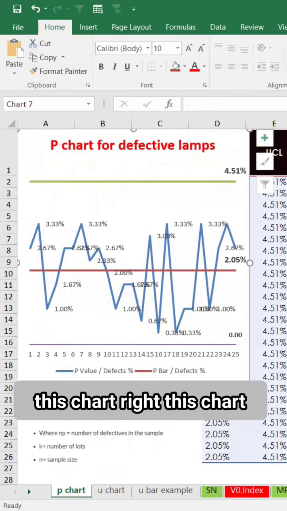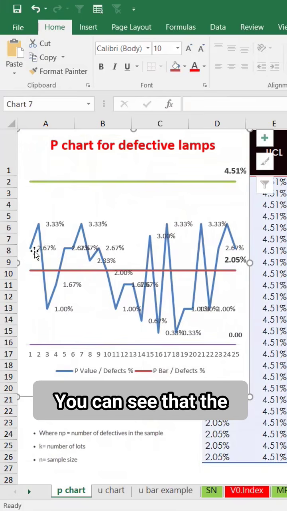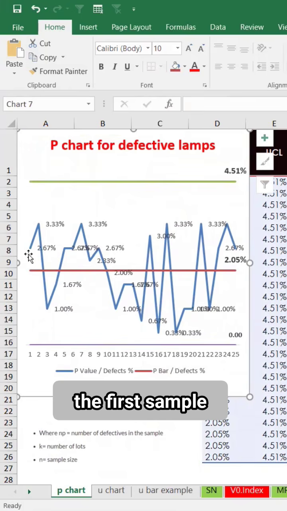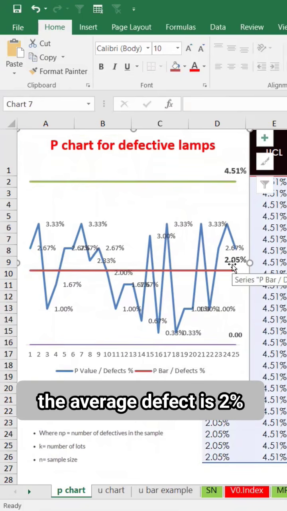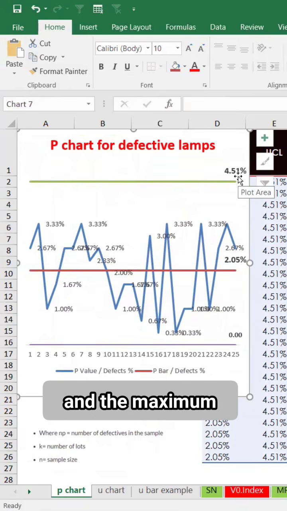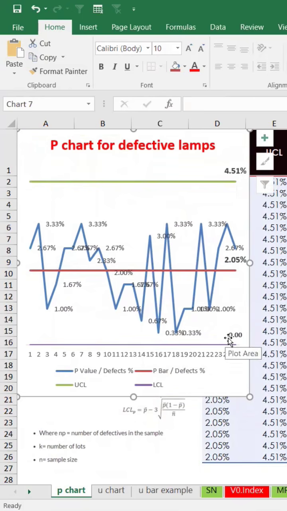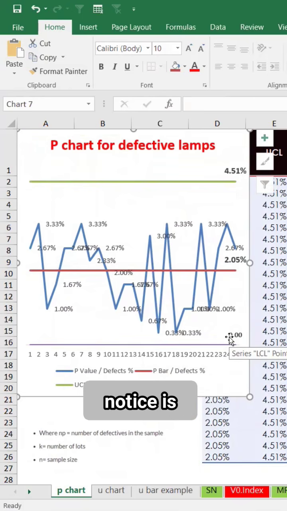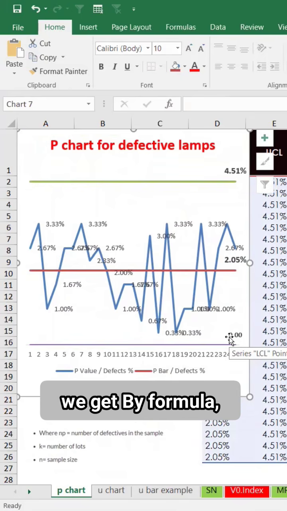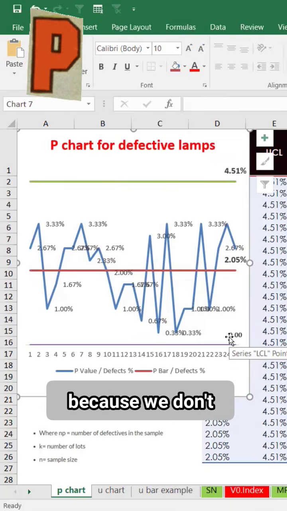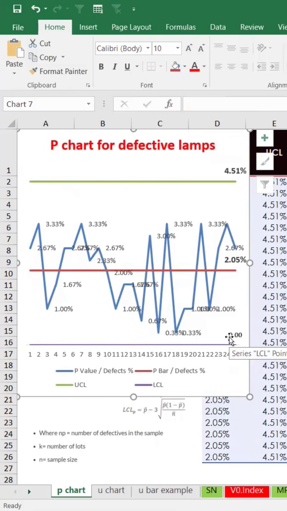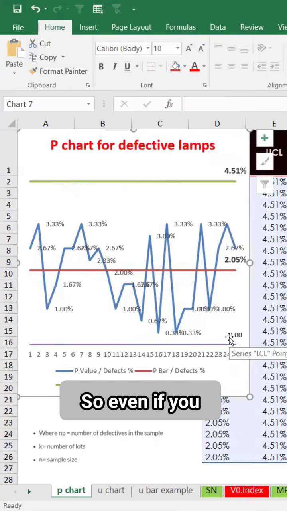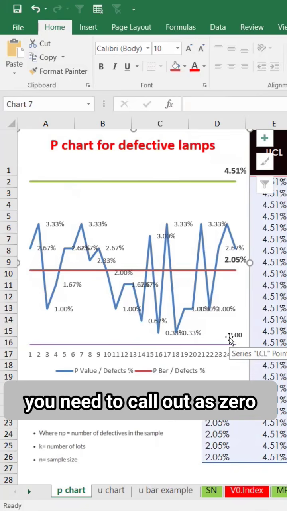In this chart, you can see the individual value, for example, the first sample had 2.67 percent defect, and the average defect is 2%, and the maximum defect it goes to is 4.5, and the lower limit is 0. Here one thing to notice is that even if by formula you theoretically get a minus value, we still need to consider it as 0, because we don't call out the defective percentage as -1 or -2. So even if you get any minus value, we need to call it 0.